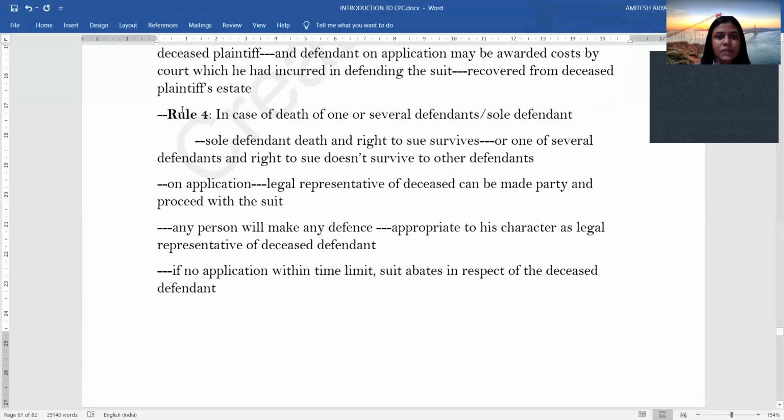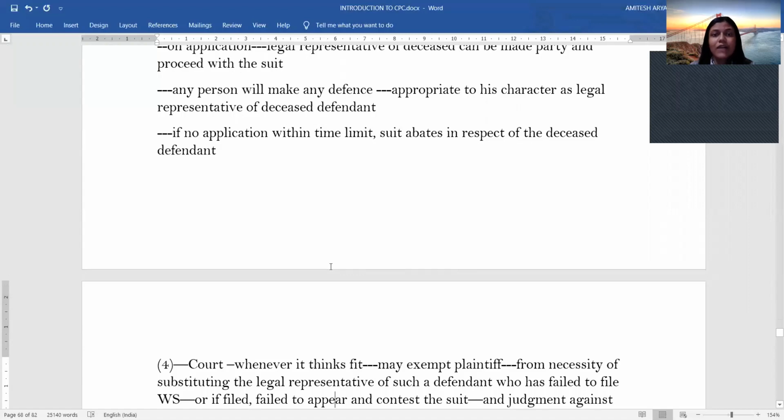Rule 4 is about the death of a sole defendant, where the right to sue survives, or of several defendants where it does not survive to the others. Then, on application, the legal representative of the deceased can be made a party and proceed with it. Whoever is being substituted here, whoever will make the defense, should be appropriate to the character of the legal representative of the deceased defendant. If no application is made by the plaintiff, then obviously the suit will abate in respect of the deceased defendant. So whoever is interested in seeking that relief has to put up an application that such and such person has died. Now I want to put this particular person, because the right to sue is not surviving to the other parties, I want the legal representative to be made a party.